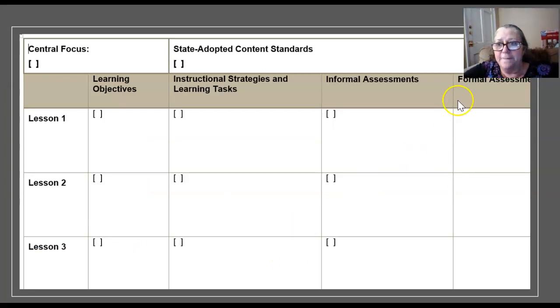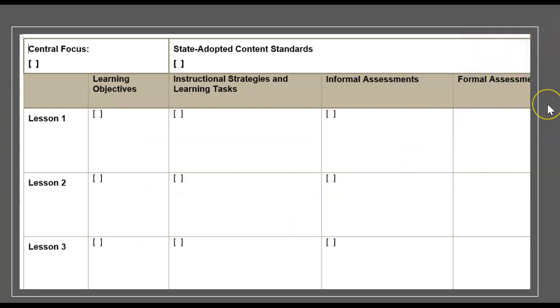This is a great tool here that you can use to plan your learning segment. You come up with your central focus, you put your state adopted content standards, and you start thinking about your lessons. What are going to be your learning objectives for each lesson? What strategies will you use for those learning tasks? How will you informally assess? And how will you formally assess?